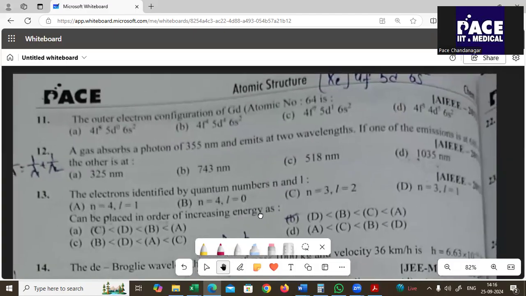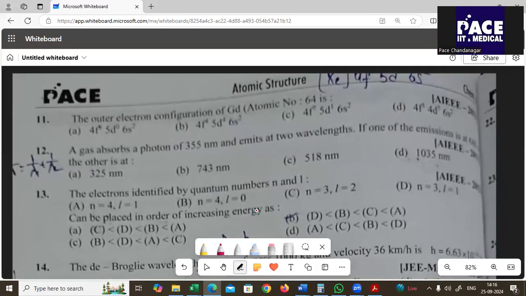Outermost configuration of atomic number 64. Xenon, you would write. Xenon is 54, and then 6s2. 54 plus 2 is 56. And then this is 4f8, right? 56 plus 8 is 64, done.